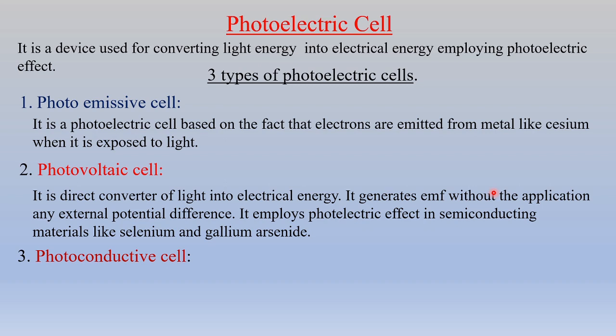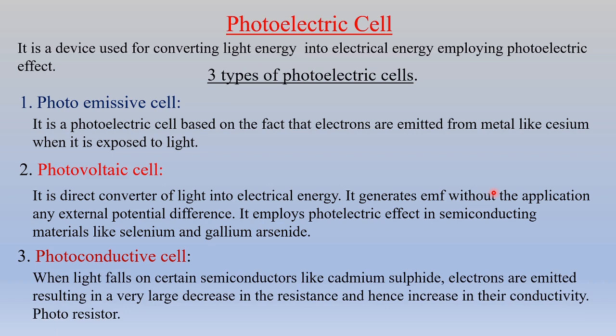Then the third type of cell is the photoconductive cell. In the photoconductive cell, it is utilizing semiconducting materials like cadmium sulfide. When light falls on this kind of semiconductor material, the electrons are emitted, resulting in a very large increase in their conductivity.